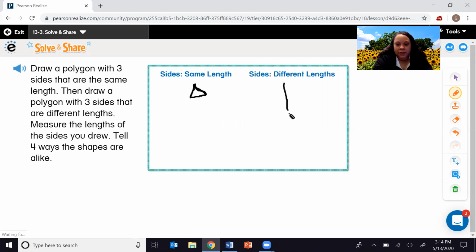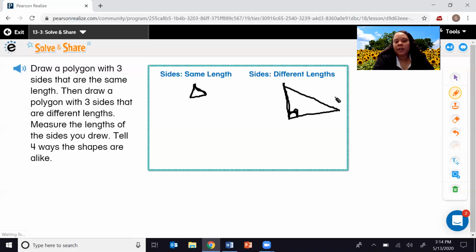Okay, then different lengths. Yep, different lengths. So I made like a right triangle, basically, because I know that this side is longer than this side and this is the longest side.